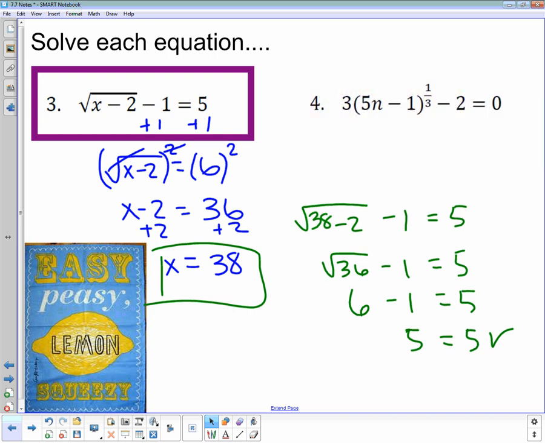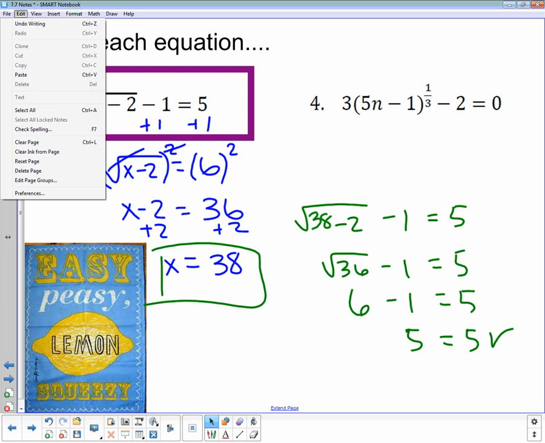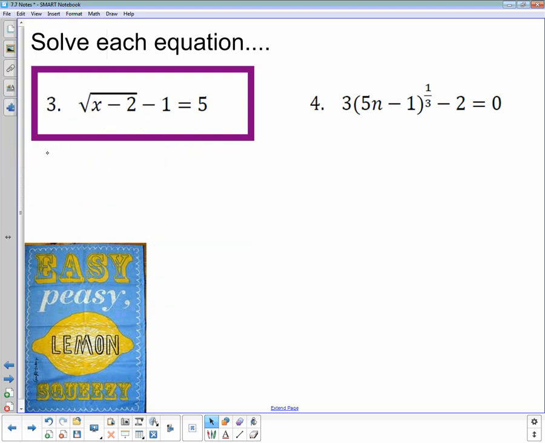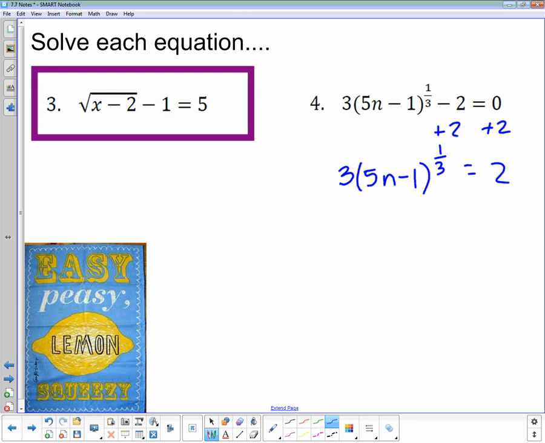I have 3 times the whole quantity, 5n minus 1, raised to the 1/3 power, minus 2 equaling 0. Holy cow, lots of stuff there, okay? The first thing that I see that I can get rid of is that negative 2 there. I'm going to add 2 to both sides, okay? Because that's a constant outside of my variable term. So then I have 3 times 5n minus 1 raised to the 1/3 power is equal to 2.